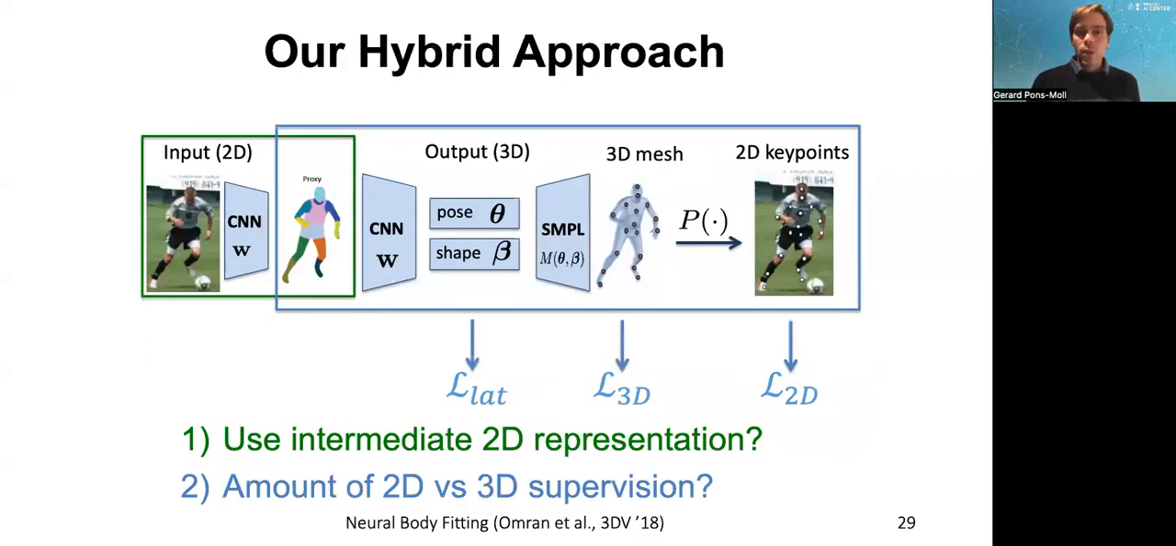All right, so now we've addressed the first question. How do we use 2D? Which 2D representation is useful here at the input or is beneficial for both accuracy and generalization? And now we will see where I place these losses and how much 3D data versus 2D data I need. Can I just get away by just using 2D data, or do I need a bit of 3D data?